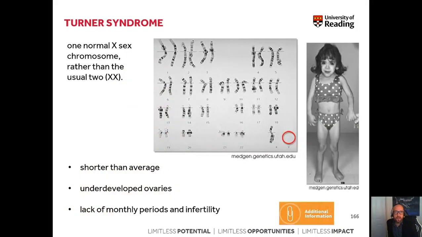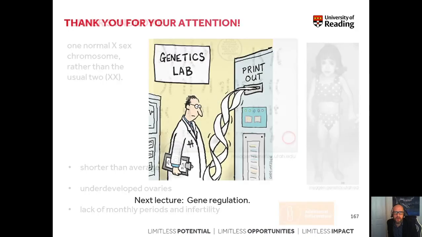Turner syndrome is another example of chromosomal abnormality. In this case, one chromosome is missing. This results in shorter than average size of the person, underdeveloped ovaries, lack of monthly periods, and infertility.